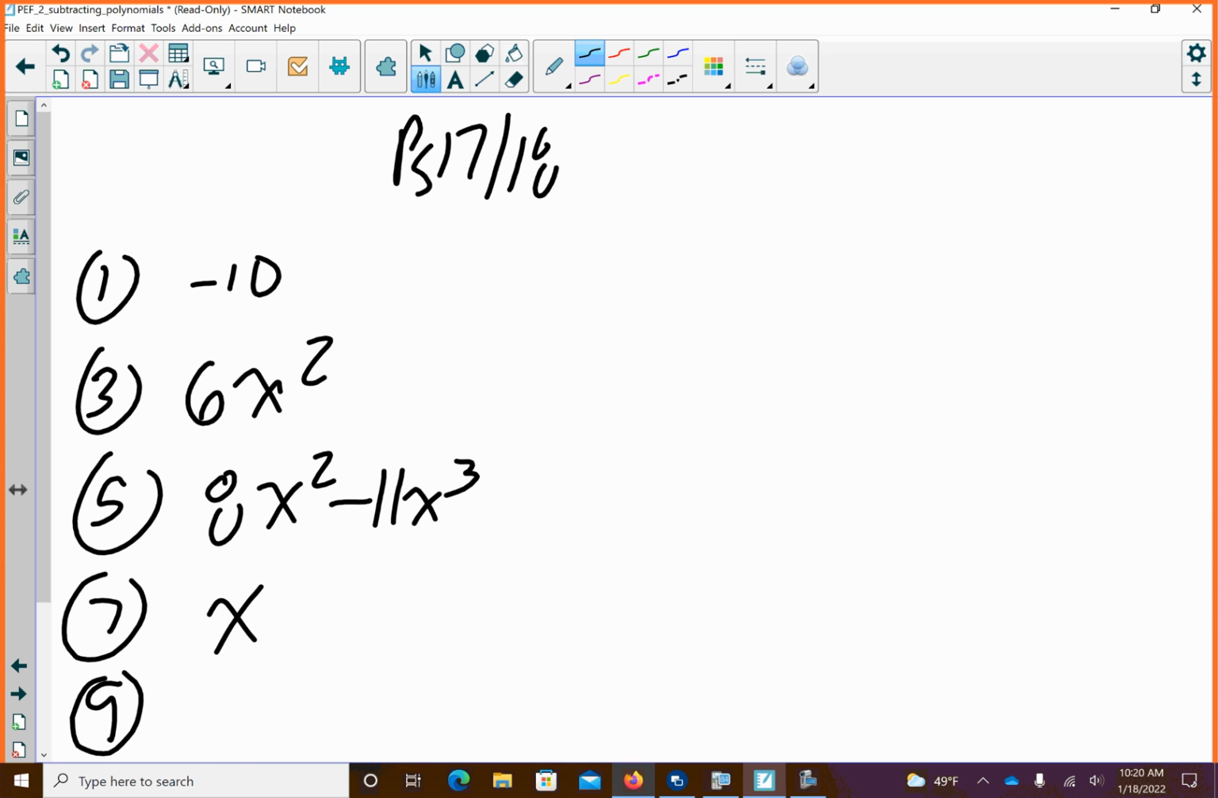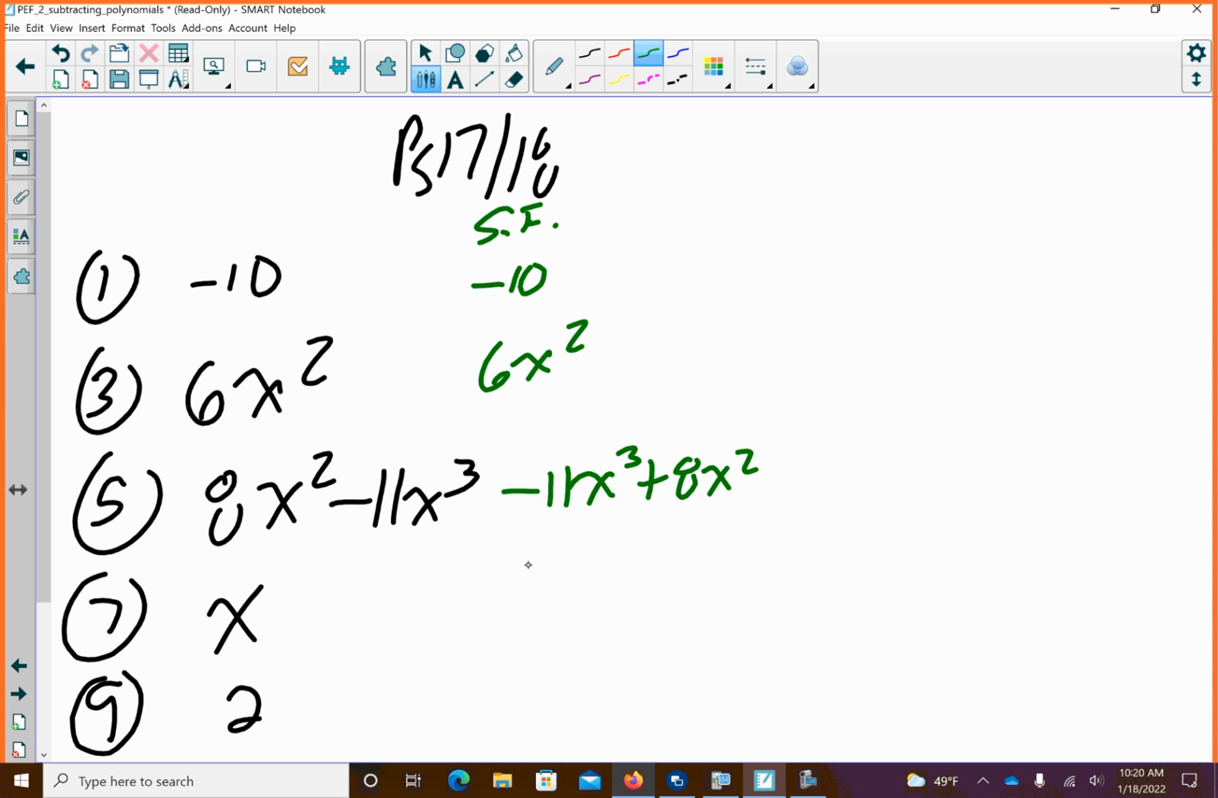All right, so it's just the odds, right? If we want to put it in standard form, that's descending order. So this one's already standard form. This one's standard form. This one's standard form. I'm going to rearrange it so it goes from highest exponent to lowest. That's in standard form. So the only one you had to really change was this one.